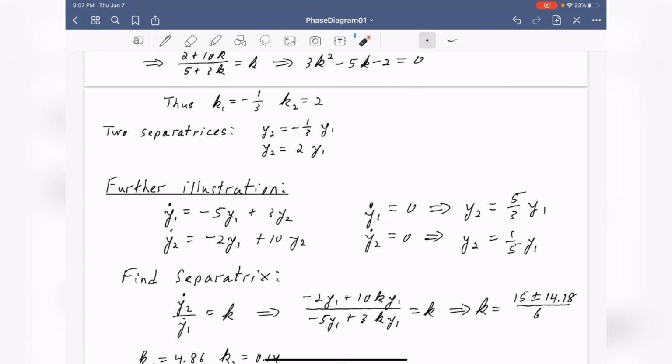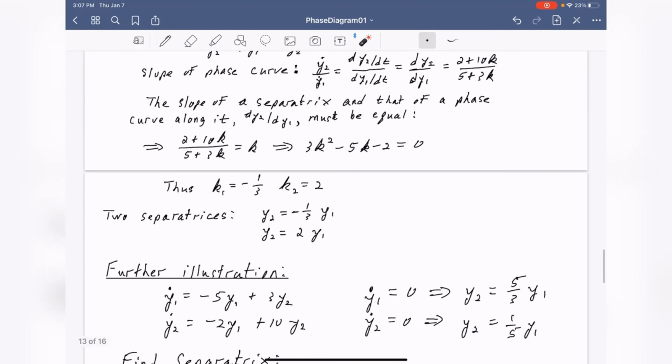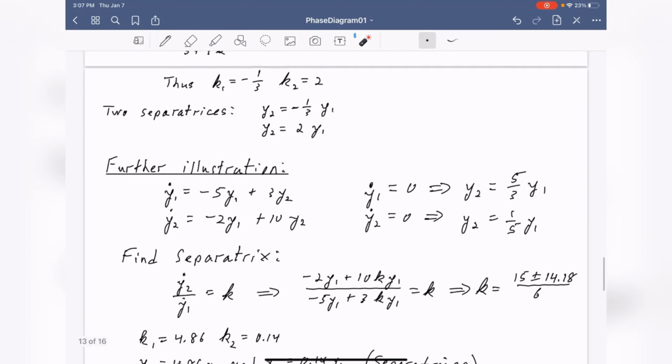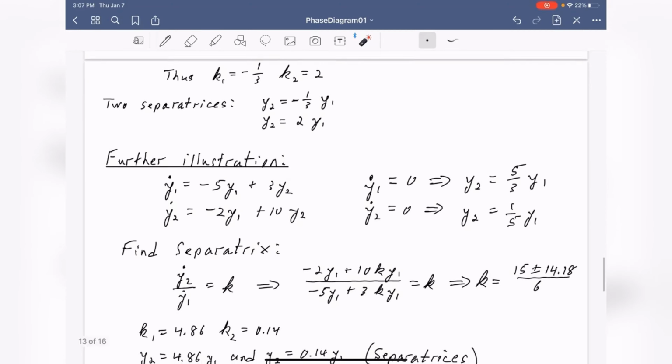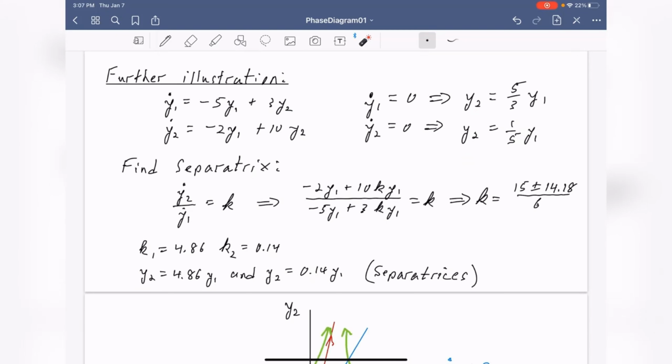So as a further illustration, let's consider a slight variant of the ones we just looked at, by looking at y1 dot equals 5y1 plus 3y2, and y2 dot equals minus 2y1 plus 10y2, which gives us these two phase curves, these isoclines. We find the separatrix as y2 dot divided by y1 dot, set it equal to k, and each k will be a bit different.